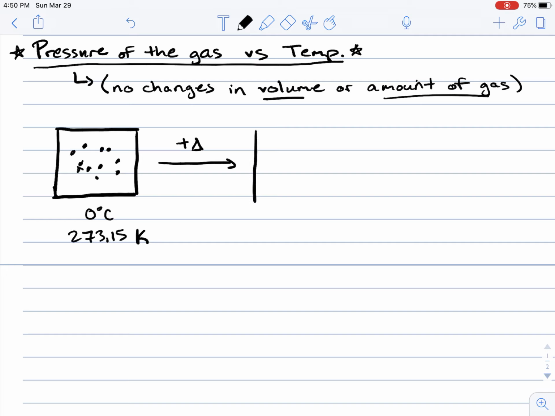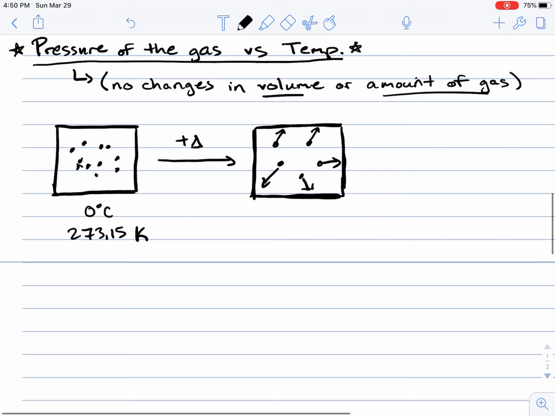And if the volume of the container is fixed, what's going to happen is that these particles with an increased kinetic energy are going to collide against the surface of the container a lot more frequently. And if you have more collisions, so to speak, it's going to exert a greater force on the surface of the container, and therefore the pressure of the system or the pressure of the gas is going to increase.